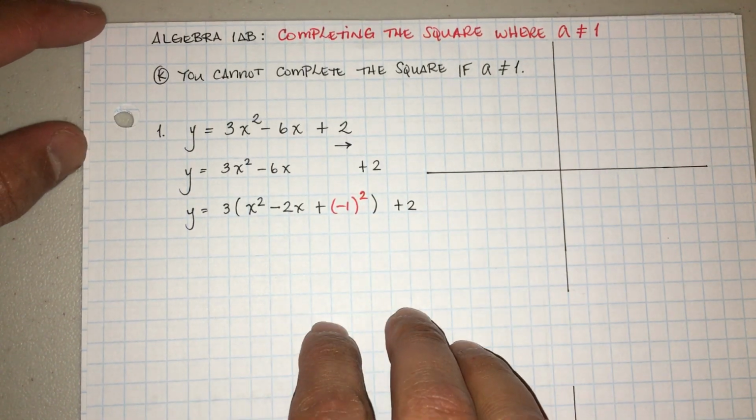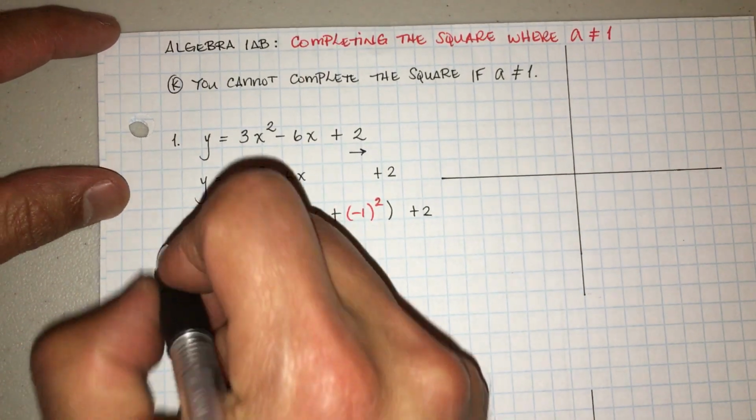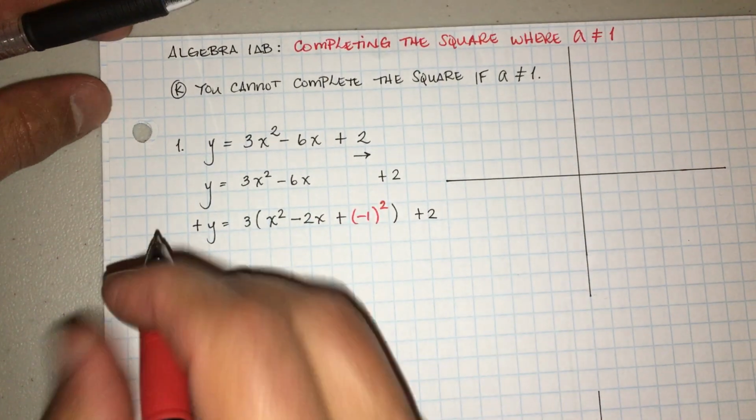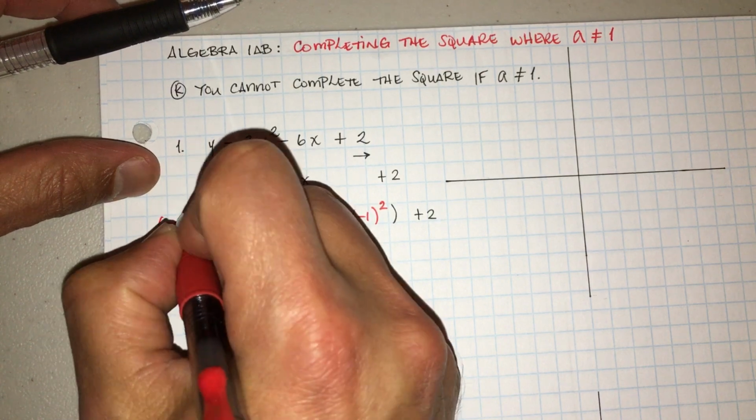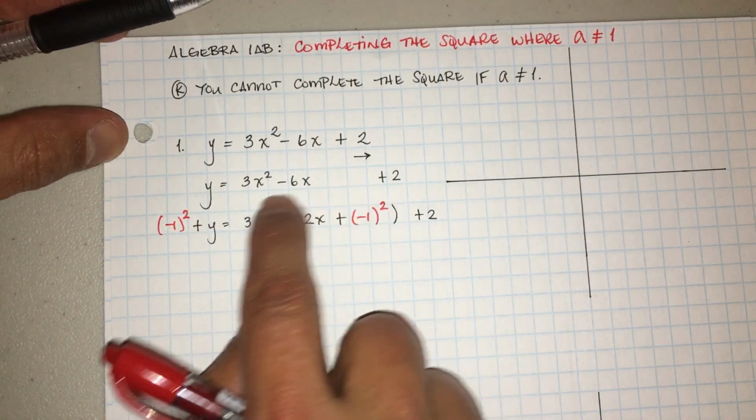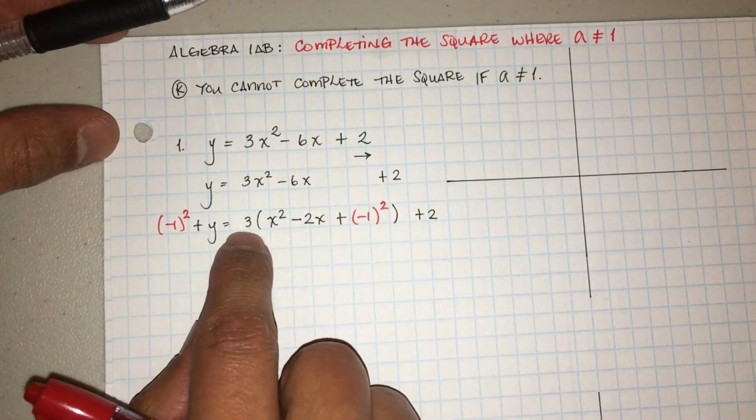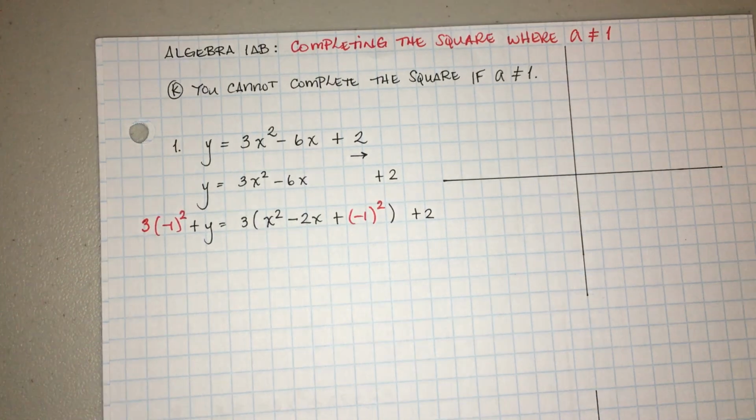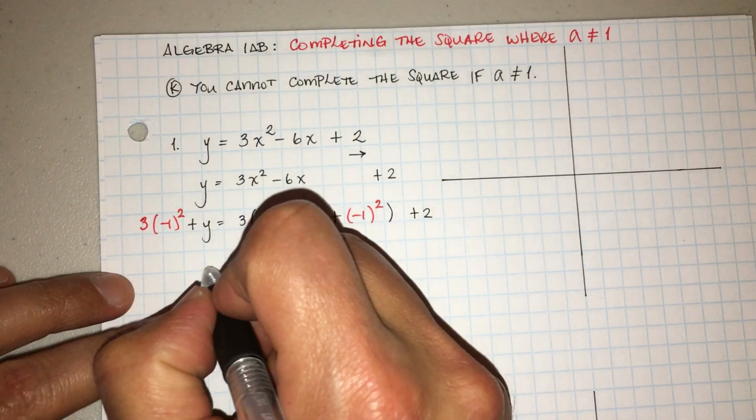Now remember, whatever we add on one side, we have to add on the other. So what am I going to add? ¿Qué voy a agregar? You're going to add the negative 1 squared, okay? Because we always do that. But you see now this 3? The 3 is multiplying everything on the inside. So you're going to have to use that as well. Like so. So then we can go ahead and continue doing our math.